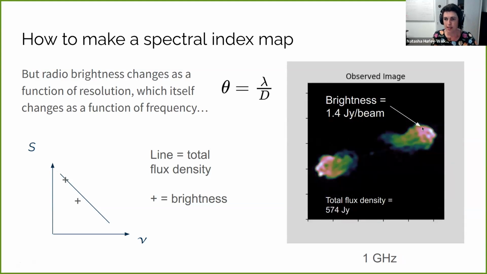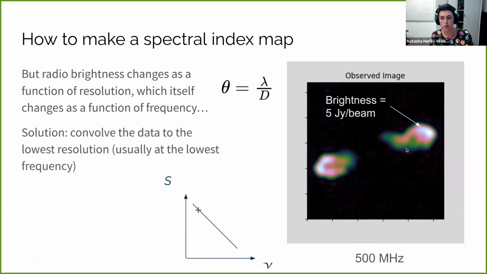But if we were to just keep measuring the brightness of a given pixel, it would appear to drop a lot faster than the true spectral index of the source, which you could get from adding up all of the flux density together. So if you were to make a spectral index map just out of this raw data, you would find that the whole source has this mysteriously steep spectrum that doesn't really agree with real physics.